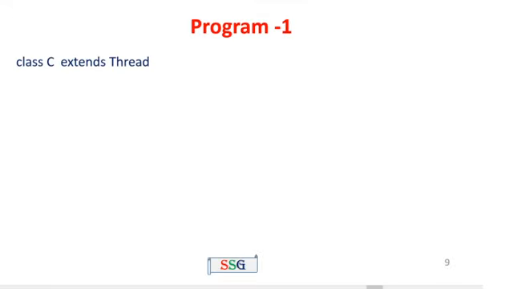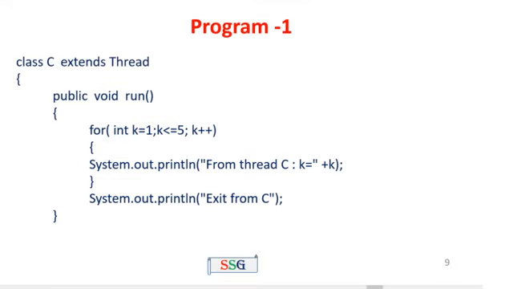Third thread, class C extends Thread. In the third thread also we override the run method. Here the k value varies from 1 to 5, printing all the k values, and "exit from C". Now we have three threads, thread A, thread B and thread C. All the threads' base class is the Thread class. Thread A prints the values of i from 1 to 5, then B, j equal to 1 to 5, C, k equal to 1 to 5, and exit from A, B, C.